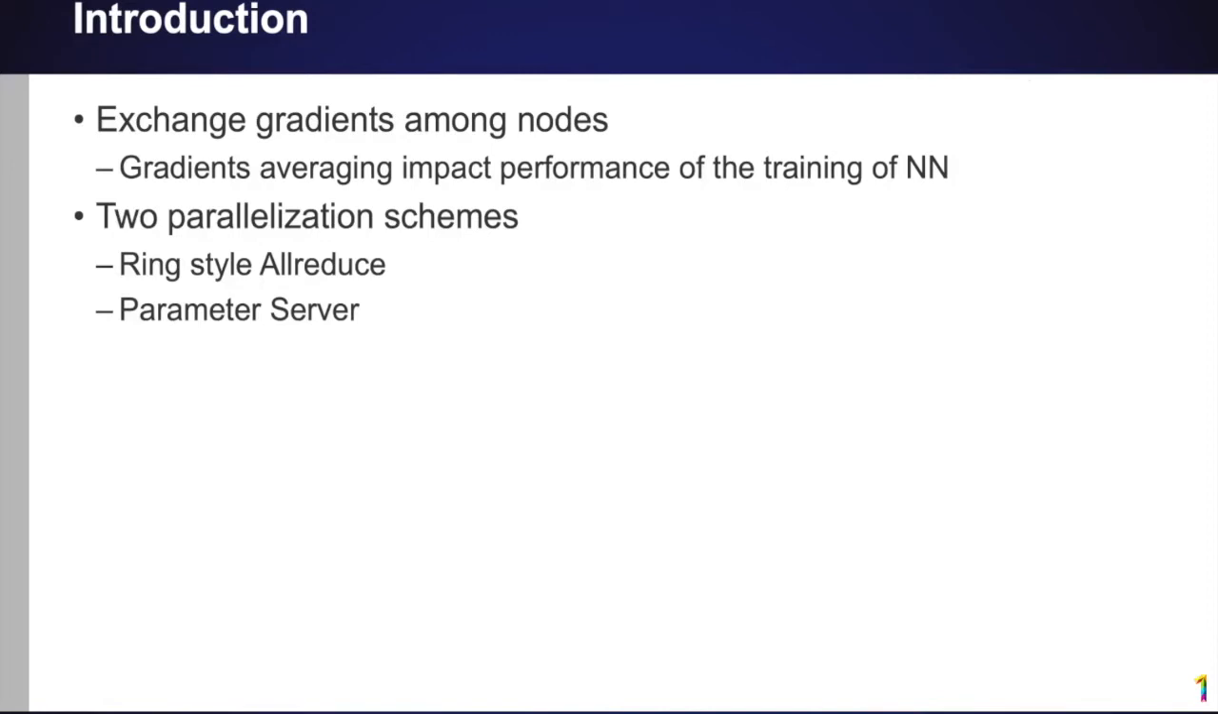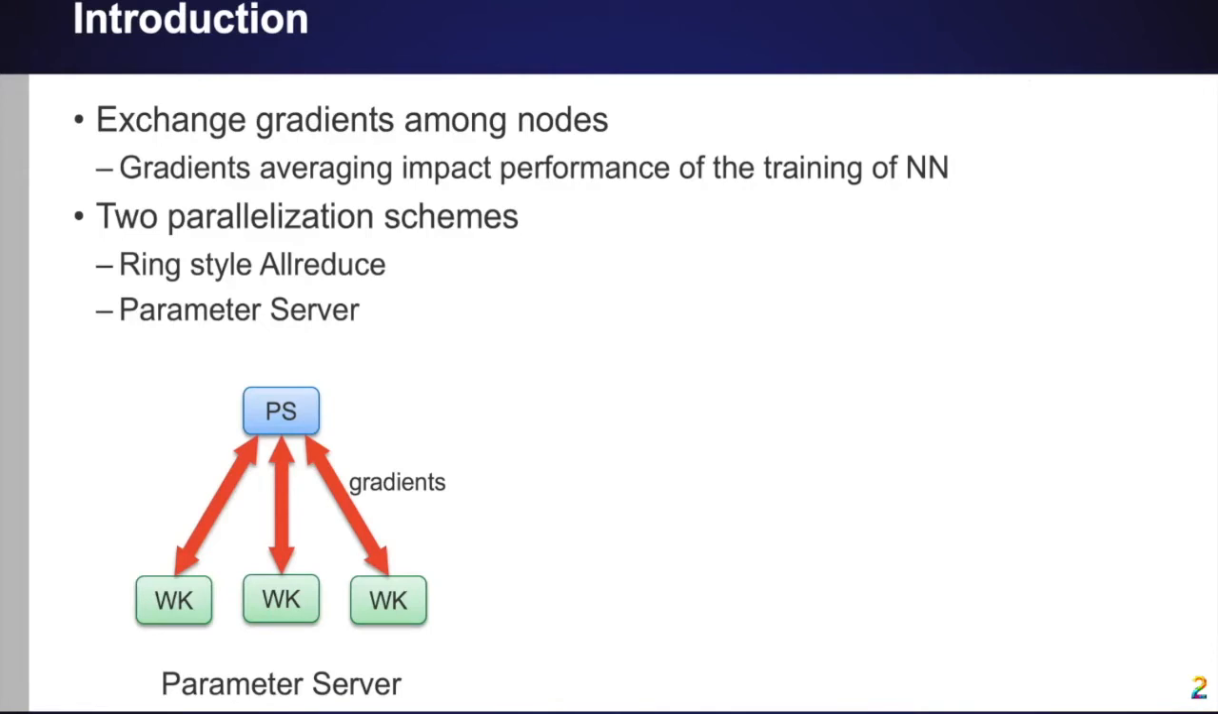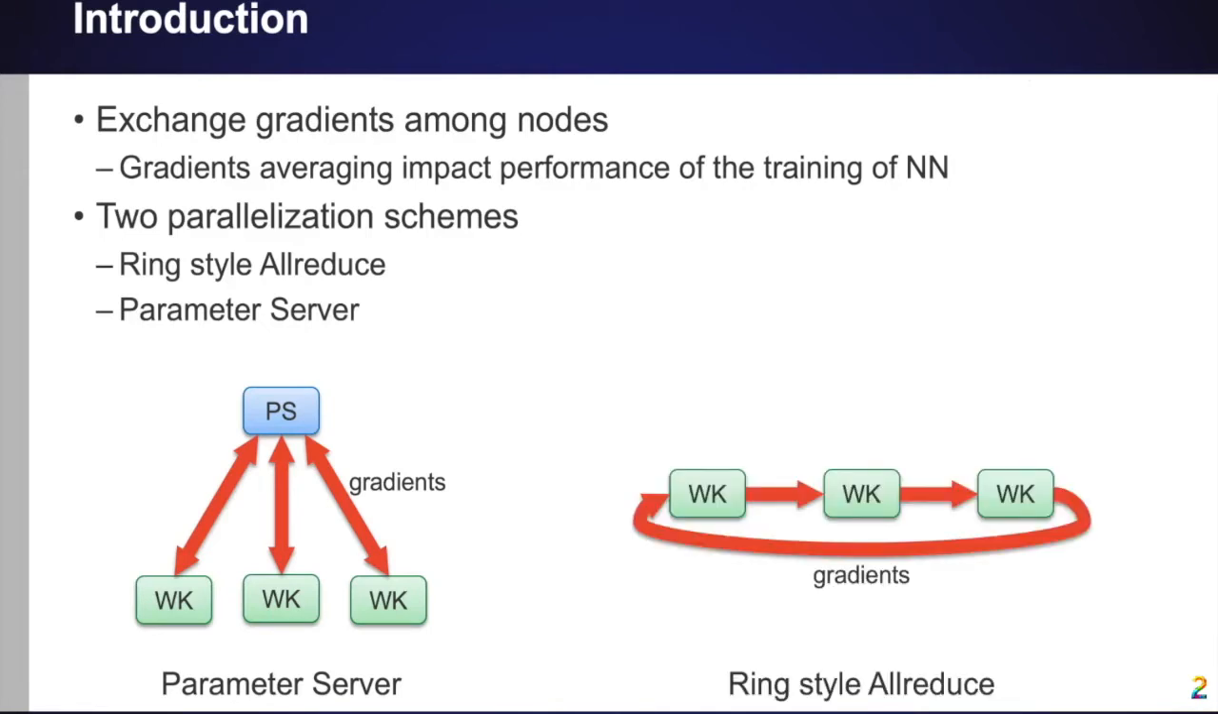Usually, there are two parallelization strategies for distributed training: parameter server and ring-style allreduce. In every iteration, each worker produces gradients. In parameter server, workers send gradients to the centralized server, and the server averages all gradients and returns the result back to workers. In ring-style allreduce, a ring allreduce algorithm is adopted to average gradients. Both strategies rely on the network to communicate gradients.